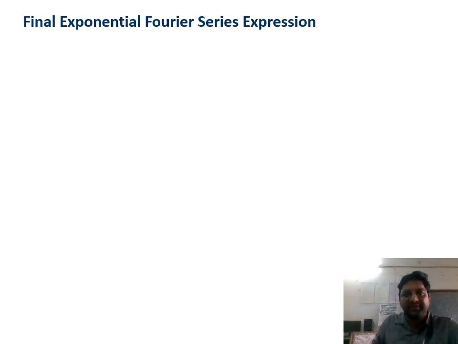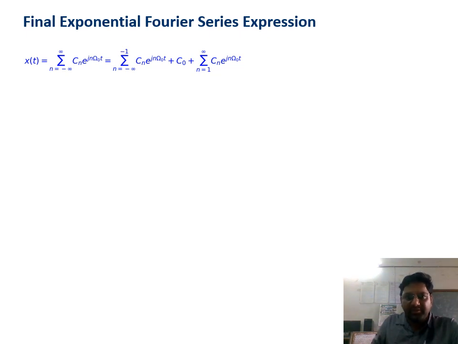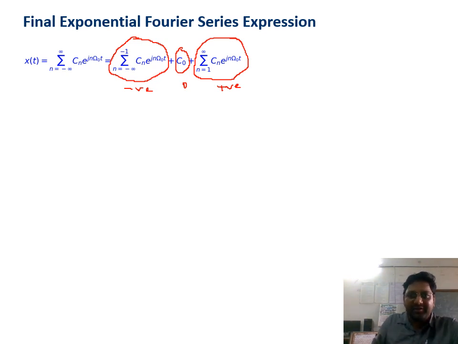Finally, we need to determine the exponential Fourier series expression. The exponential Fourier series expression x of t equals, it consists of the odd part, 0, and even part of the signal. In other words, the negative side, 0 and the positive side. I would better say odd, 0 and even part. And we already know that this C naught value is a by 2, which we determined previously.